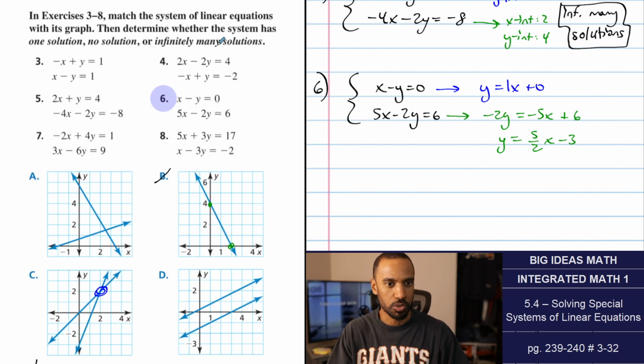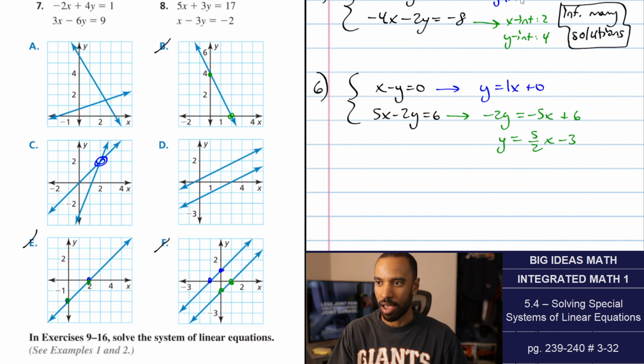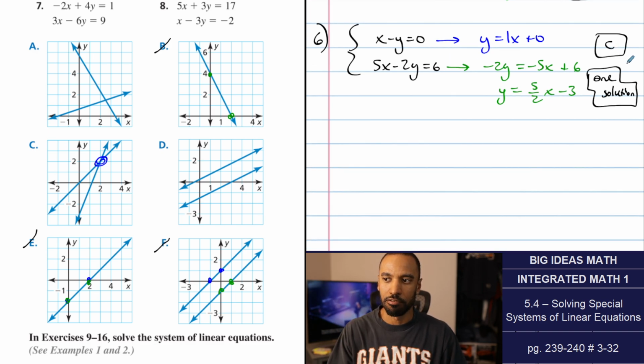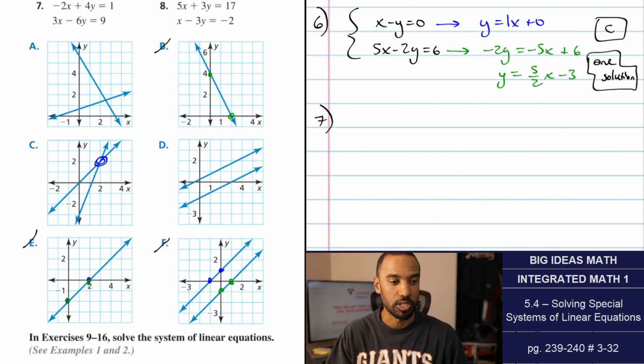They're just asking how many solutions are there. This is one solution. This is graph C, system C. And one solution. Now, when you have one solution, guys, we will identify them in conventional problems. This one is just asking you to identify how many. But otherwise, we don't just say 1. We would say, 2, 2.